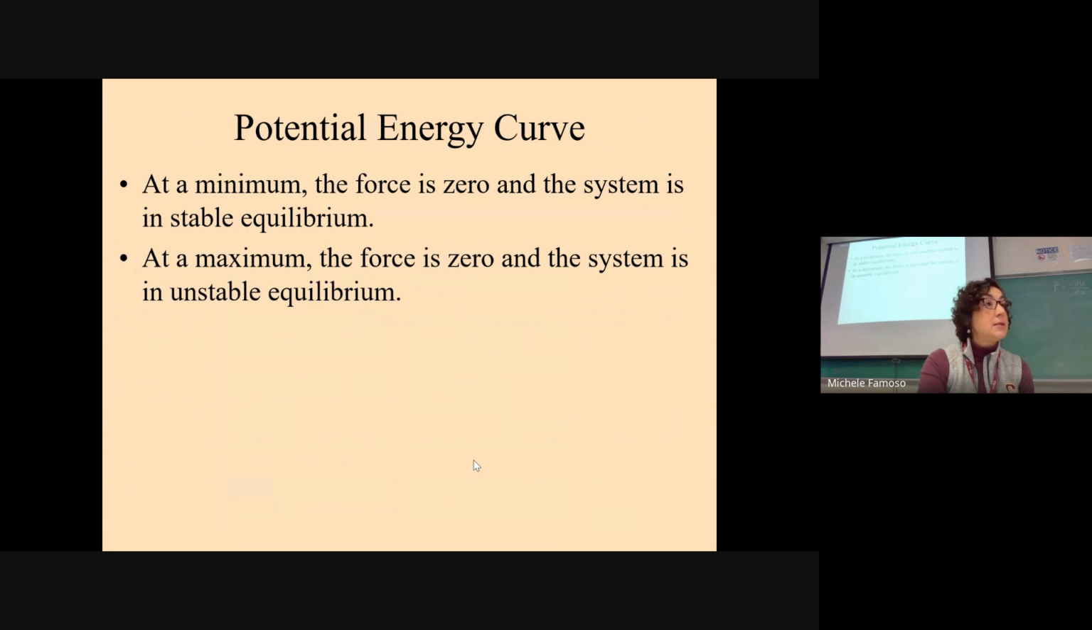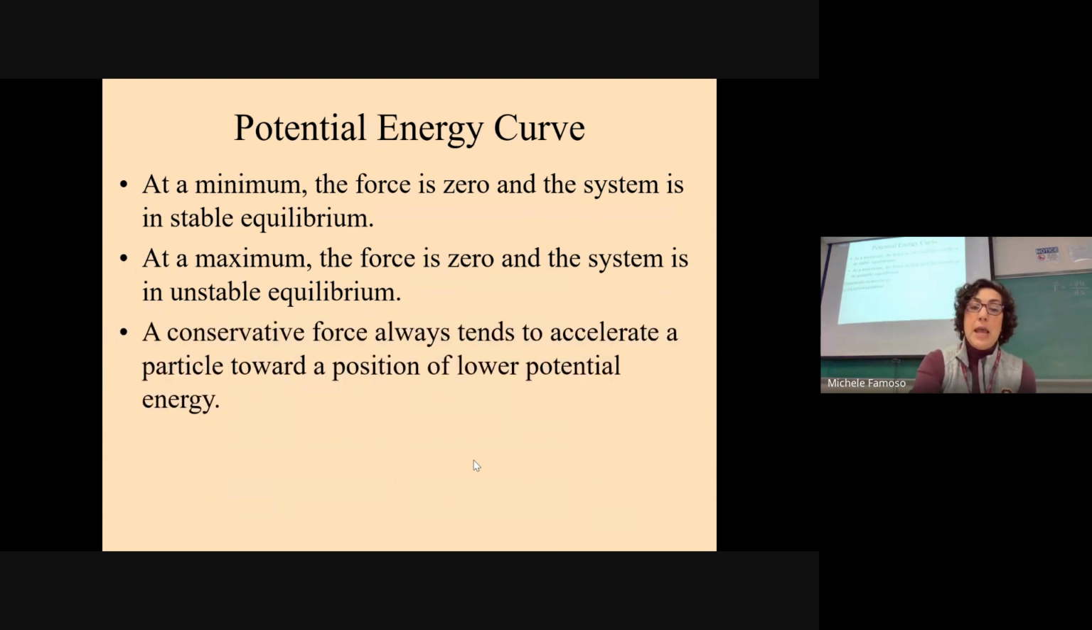If you're at a max, then the force is 0. The tangent line derivative would be 0 there. And the system is now in an unstable equilibrium position because the graph would have to be concave down at that point. And a conservative force is always going to tend to accelerate a particle toward a position of lower potential energy. Think about gravity. Gravity acts on this pen and moves it towards less potential energy. It's a conservative force. Things want to go towards lower potential energies.